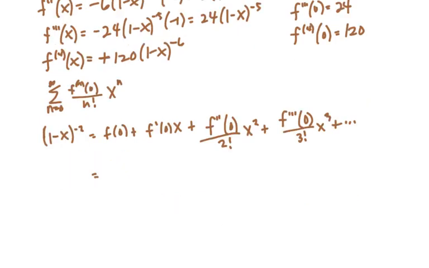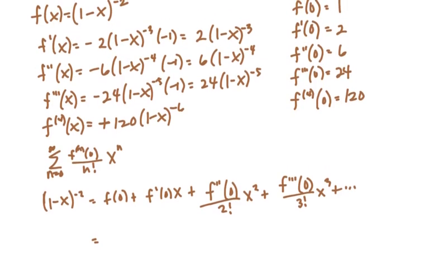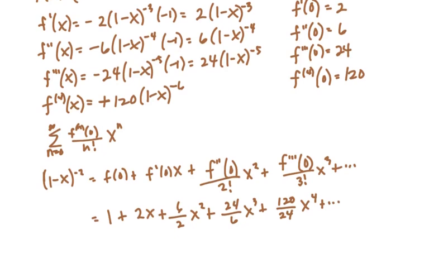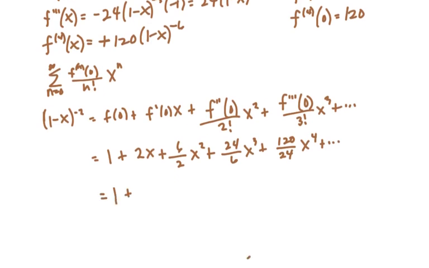So looking at it term by term, we need to go back. So we have 1 plus 2x plus the second derivative is 6, and 2 factorial is 2, x squared. The third derivative is 24. 3 factorial is 6, x to the third. The fourth derivative is 120. 4 factorial is 24, x to the fourth, and so forth. So let's simplify. We have 1 plus 2x plus 3x squared plus 4x to the third plus 5x to the fourth plus, I think we can see a pattern here.